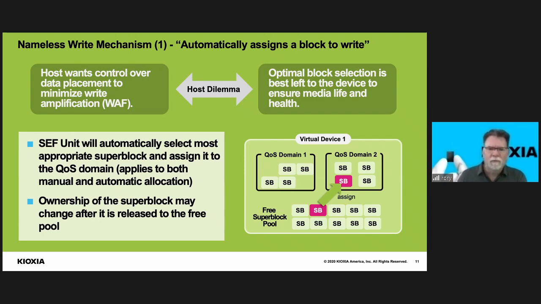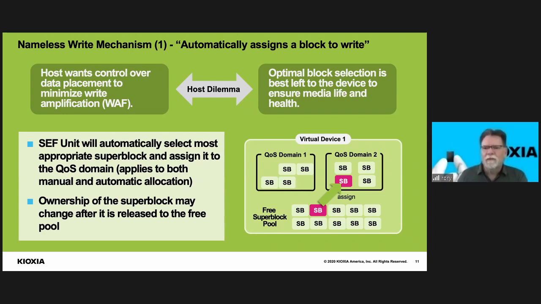Superblocks start out in the free pool within the storage device. As the QoS domains allocate storage, a block is drawn from this pool and assigned to the domain. The device can choose any free block from the pool so it can track block wear and block health and assign the optimal block to maximize device endurance. When a superblock is released, it is returned to the free pool. So over the lifetime of a device, ownership of a superblock may change if there are multiple QoS domains within the virtual device. This is the framework for the nameless write mechanism.